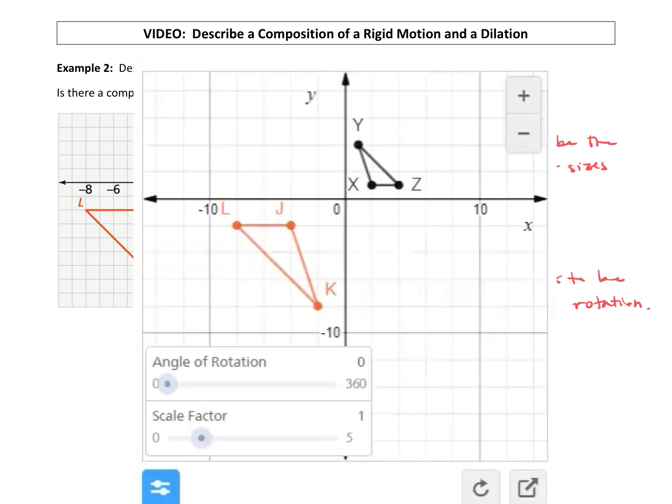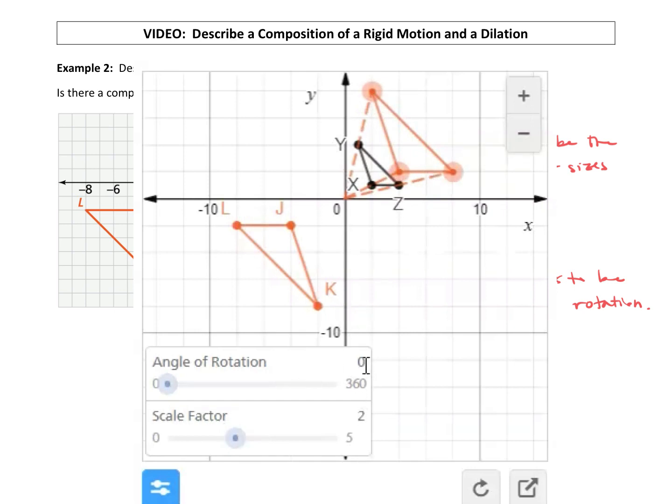All right, so here we're looking at our pre-image XYZ and our resulting image JKL. We had just talked about there being a scale factor of 2, so I'm going to show you what the scale factor looks like. Right now the scale factor is set to 1, so if I slide this over, you can see our image is getting bigger. I'm going to make it bigger all the way to a 2. There we go. And then I'm going to rotate it.